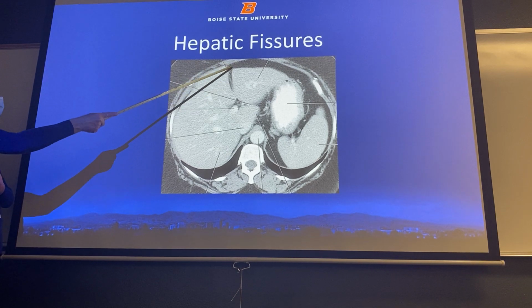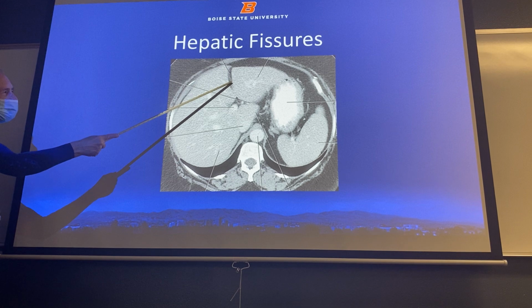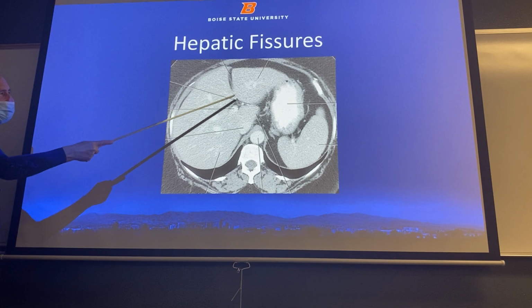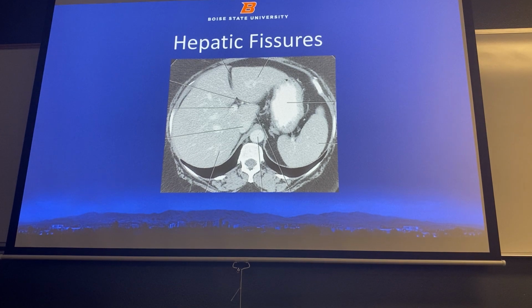Over here is going to be the falciform ligament, which has a different attenuation. And then within it, given the scan, is the round ligament or ligamentum teres.